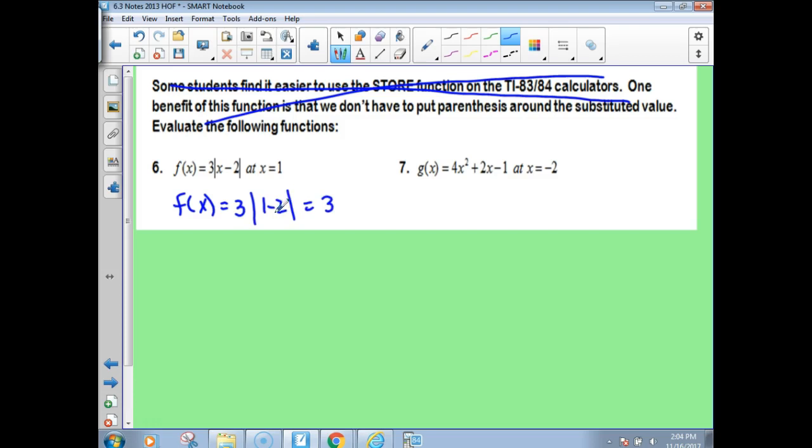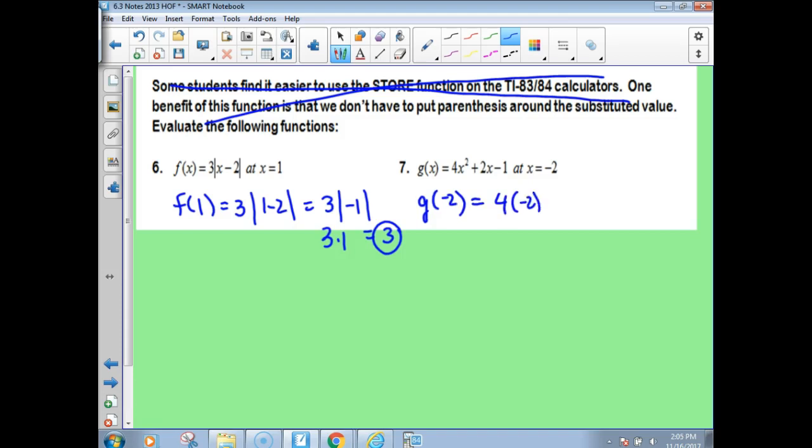Remember to do what's inside the absolute value bars first, which would be -1. Then you should know the absolute value of -1 is 1. And that's 3 times 1, which is 3. Careful when you substitute in -2 for number 7. Excuse me, I really guess I could have put in the proper notation here. I was putting in 1. So it would be the f of 1. So this one is going to be the g of -2.